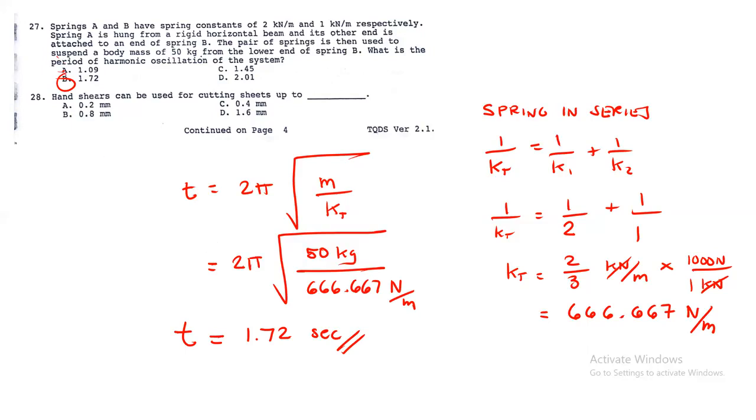So, letter B. Next, 28. Elements. Hand shears can be used for cutting sheets up to... the answer here in 28 is up to 0.2 mm.